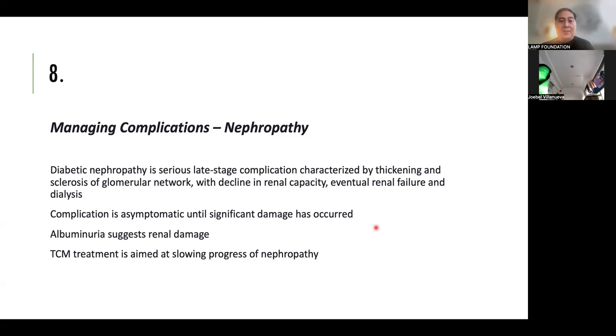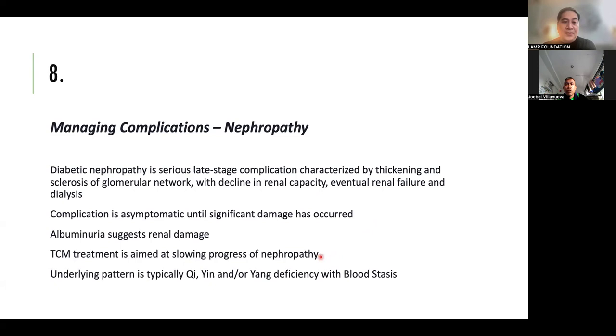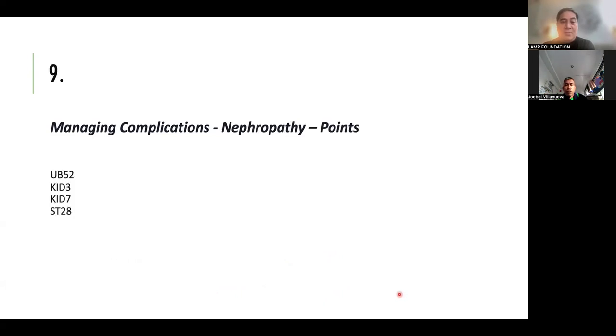So the treatment here is, of course, we all know that when the kidneys are affected, you cannot regenerate. So the goal here is to slow down the progress of nephropathy. So the underlying pattern is typically Qi, yin or yang deficiency with blood stasis. So the points, bladder 52, so that's about 1.5 tune from bladder 23, diba? So layuan mo pa ng konti. And then we have kidney 3, kidney 7, very popular, and of course stomach 28.